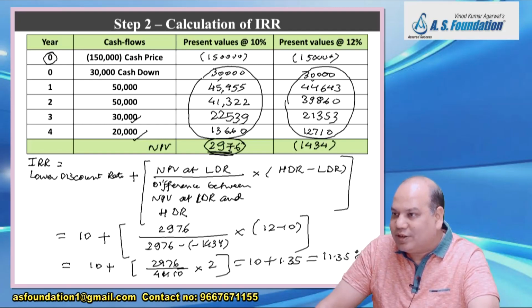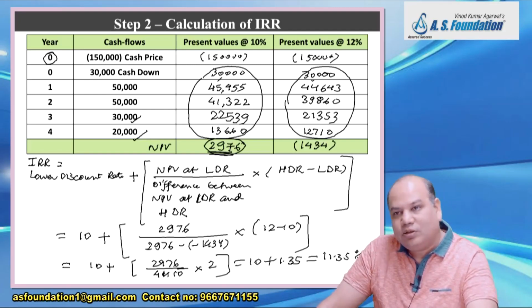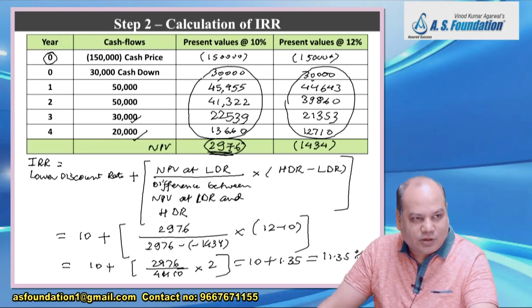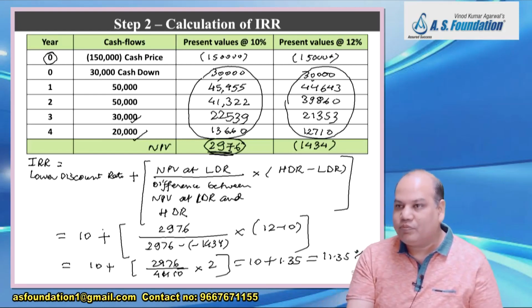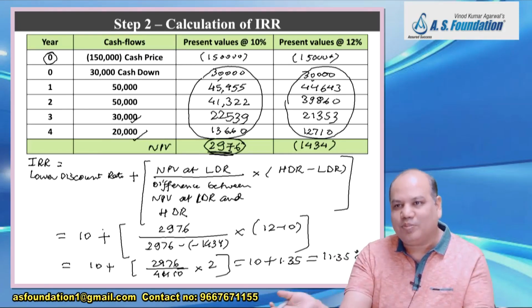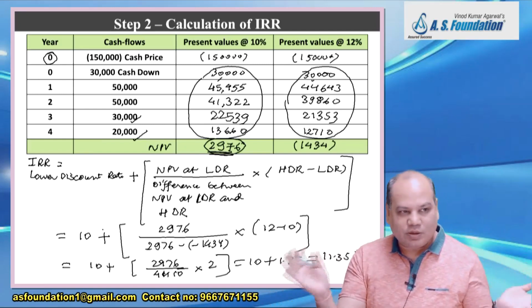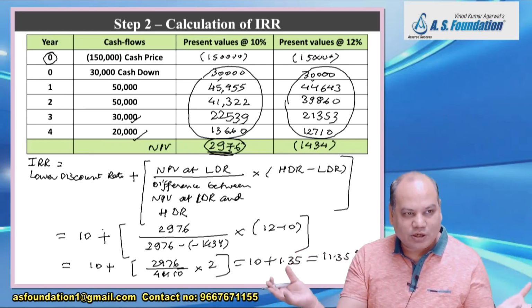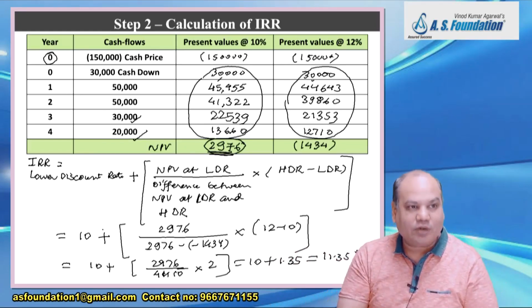This is called internal rate of return. It means the supplier, the vendor is charging the buyer 11.35% interest rate. Okay. Now you see this method is called interpolation. Finding a number between two numbers. Our two numbers are 10 and 12. I have to find somewhere between 10 and 12 what will be the correct answer. So that was 11.35. Okay.